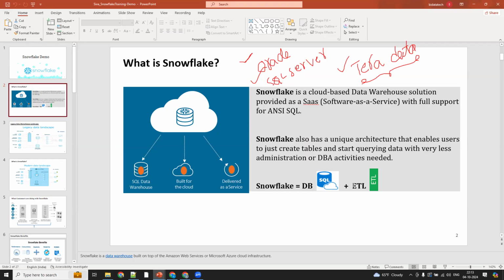Snowflake can be used as an ETL tool as well, but not a complete ETL tool, I would say. Not a complete ETL tool like Informatica and ADF and other tools. We don't have any drag and drop mechanism here, but I can say that Snowflake is a semi ETL tool. Whatever activities you can do in ETL, almost all of them you can do with SQL. Not 100%, but most of the activities you can do here. That's why I say it's a semi ETL tool.